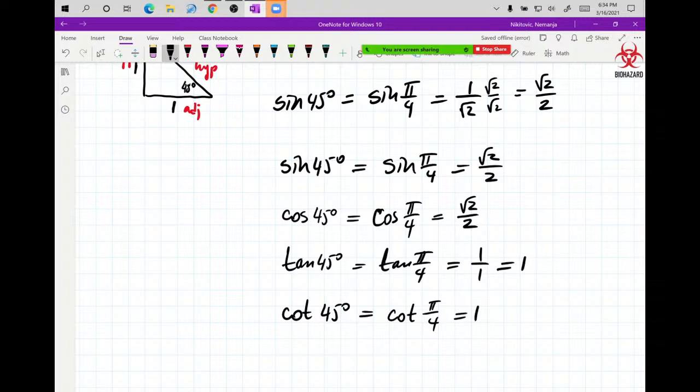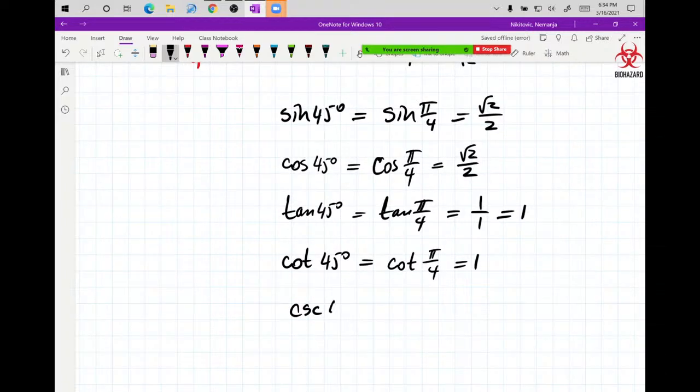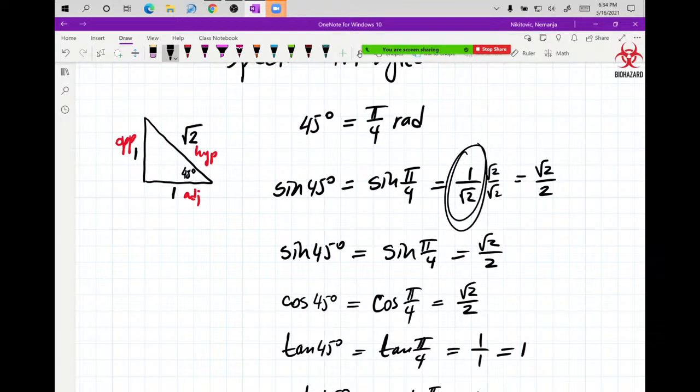It's also 1. And finally, when we flip the secant and cosecant, so cosecant 45 is equal to cosecant pi over 4. That's going to be root 2. If I go back to this calculation before I rationalize, and I flip it, because sine is opposite over hypotenuse, and the cosecant is hypotenuse over opposite. So that's going to be root 2 divided by 1. So that's why it's a root 2.